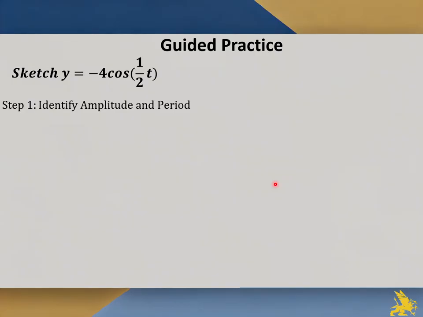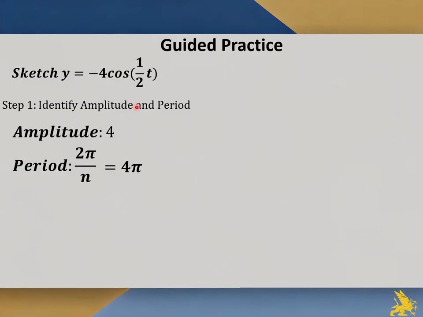Likewise, with y equals -4 cosine half t, when we find out our amplitude, it's just the 4 in front, it's not the negative. Likewise, with my period, it's 2 pi over n. In this case, my n is a half, so it'll be 2 pi over a half, which turns into 4 pi. Then I need to identify if there's any reflection, which I do. I have a reflection in the x-axis, and then I can graph it.